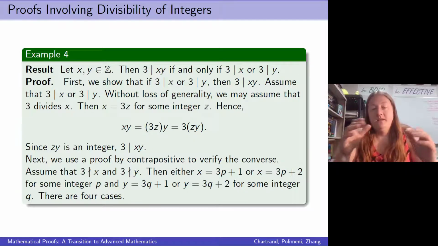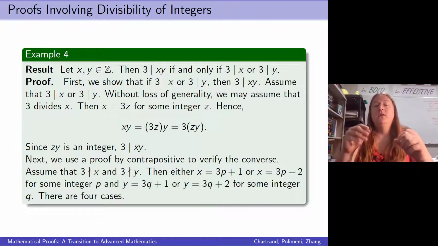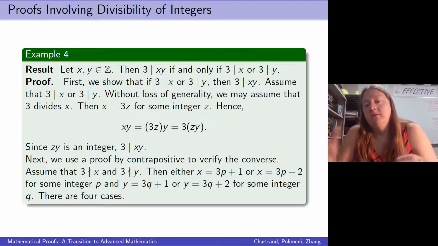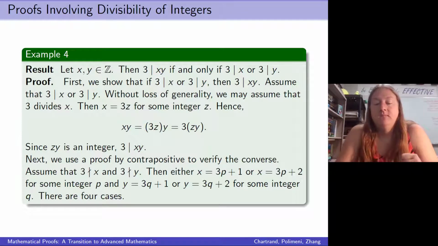Since we're assuming 3 does not divide x, then we know that x is either 3 times an integer plus 1 or 3 times an integer plus 2. We know there's a remainder when we divide by 3. Now, similarly, we know the same thing for y. When we divide it by 3, we're going to have a remainder. So for some integer q, y is going to be 3 times that integer plus 1, or y is going to be 3 times that integer plus 2.